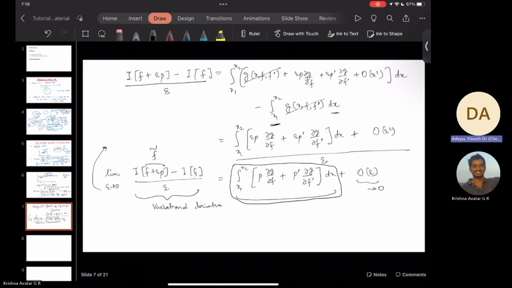So it's actually the variation. It's like the change in I with respect to the perturbed function, right? That's what we have interpreted it to be, right? Yeah, I'll show you.